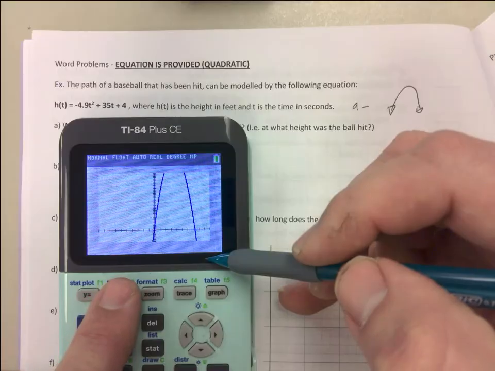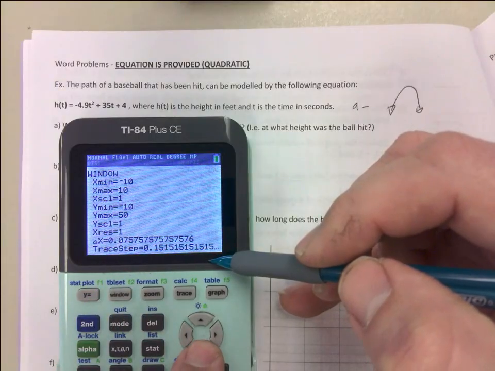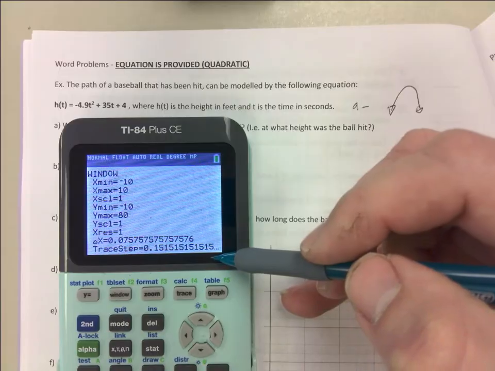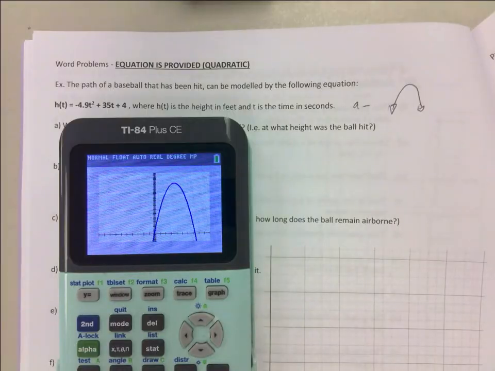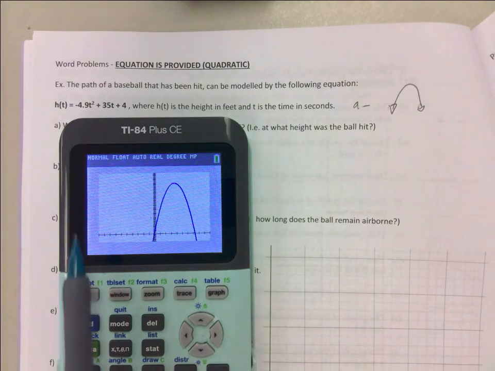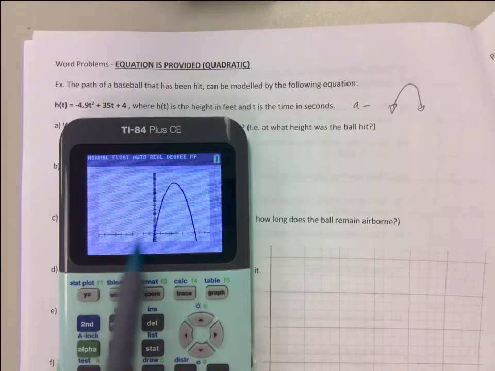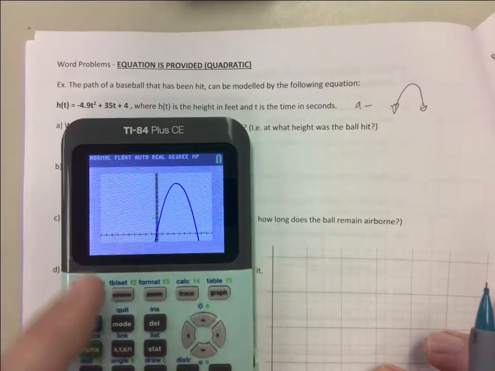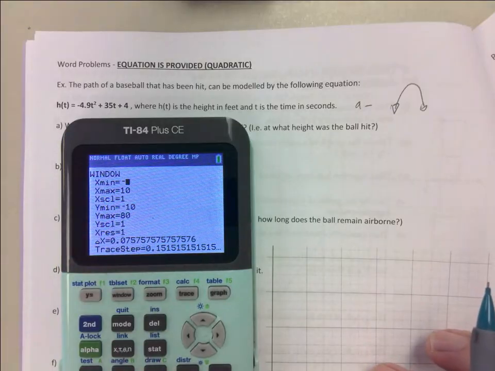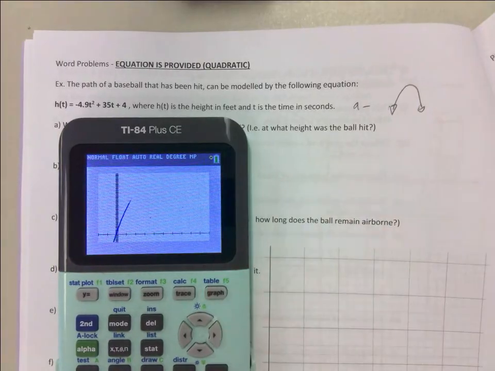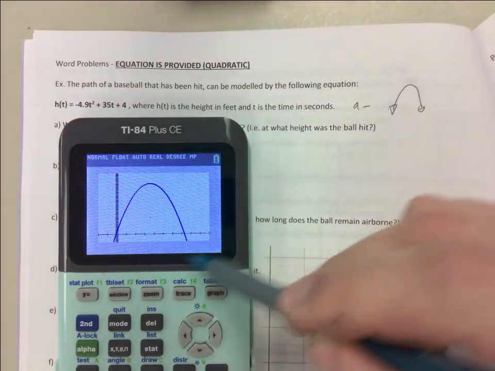Not good enough. Let's try it again. I'm going to go 80. 80 works for me. Just change your Y max until you see that. Another thing that bugs me, I don't know about you, but if I see too much blank space that I don't need, it's a word problem, I get rid of this. So I go to my window, and my x min, instead of negative 10, I'm going to go negative 2, let's say. That way I don't see a whole lot of blank.